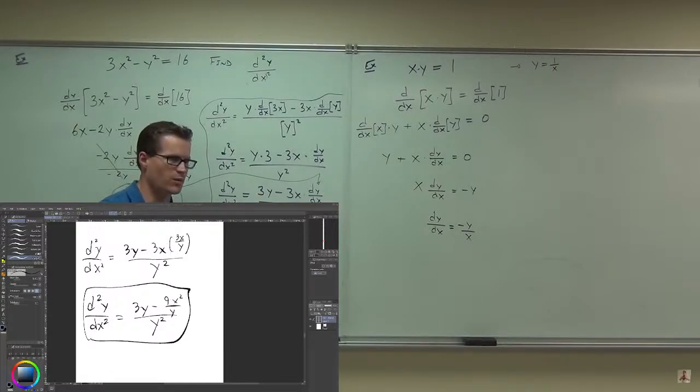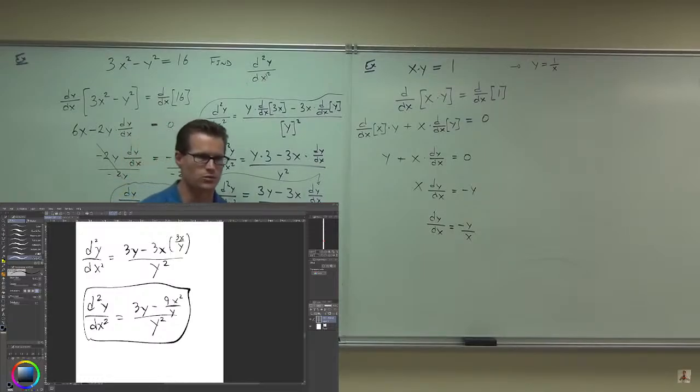So multiply by y, multiply by y, multiply by y. You're going to get 3y squared minus 9x squared over y cubed. Do you see what I'm talking about? That should be the same thing as finding a common denominator. Get that.